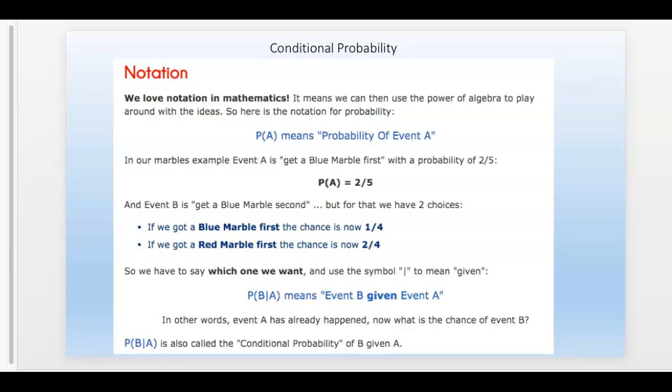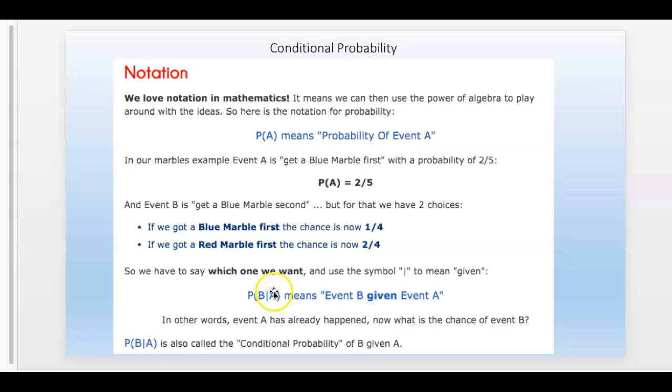And there's lots of notations we use here. Some of this is review, but some of this is new at the bottom. Again, when we write something like this, the P with the A inside parentheses, that means the probability of event A. What's the probability that A happens? Again, if event A is get a marble first, then the probability is 2/5. And if event B is get a marble second, however, we have two choices for that. It depends on what happened the first selection. So we have to say which one we want.